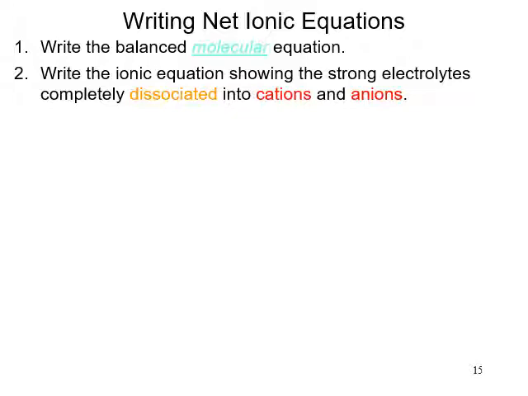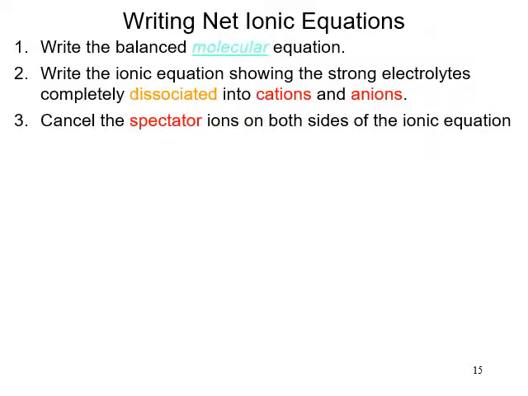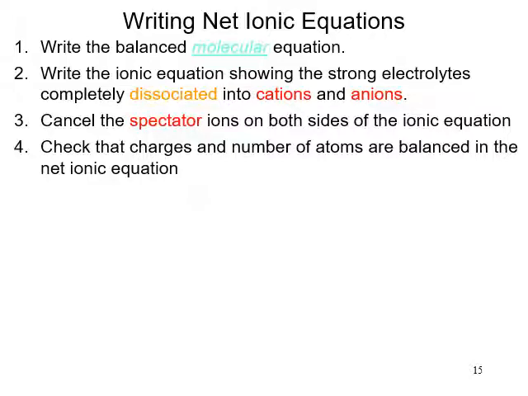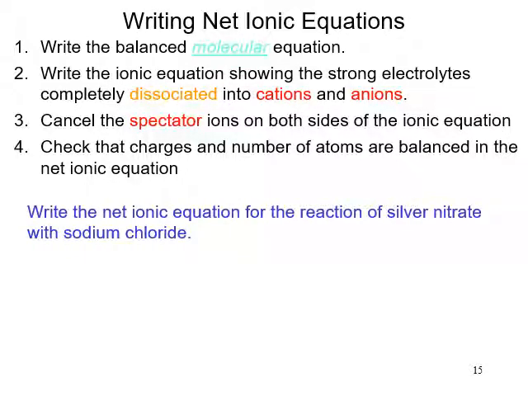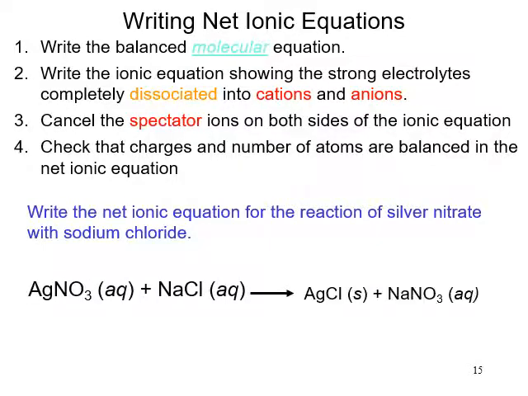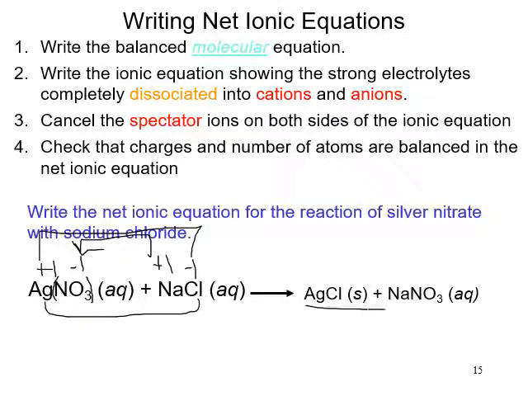To write a net ionic equation, first you write the balanced molecular equation, then you write the dissociated ions in there as cations and anions, cancel any spectator ions, and check that charges and number of atoms are balanced. So let's try one. Silver nitrate and sodium chloride. This would be the molecular equation. Silver is +1. Nitrate as a whole is -1. Sodium is +1. Chloride is -1. So when you want to write the possibilities that are going to occur, the positive goes with the negative, and the positive goes with the negative. So you see silver chloride is a product, and sodium nitrate.